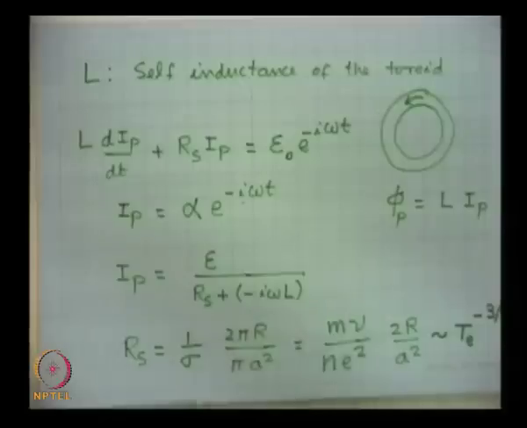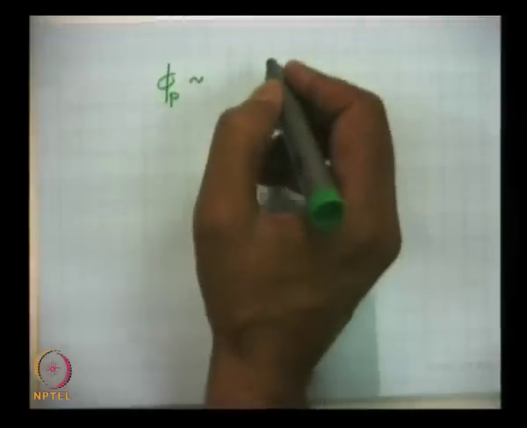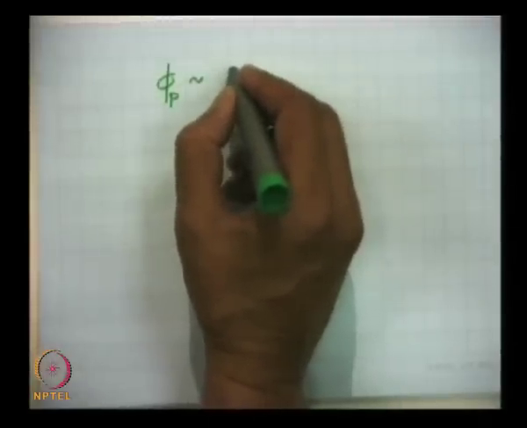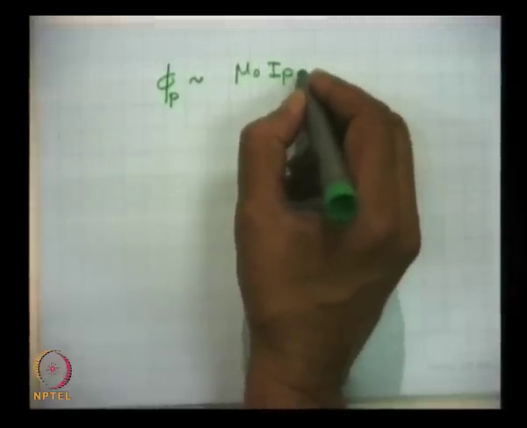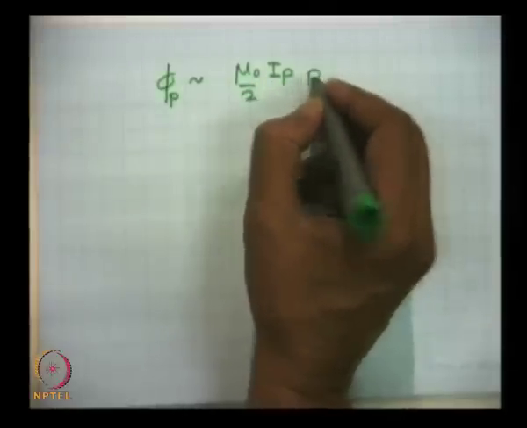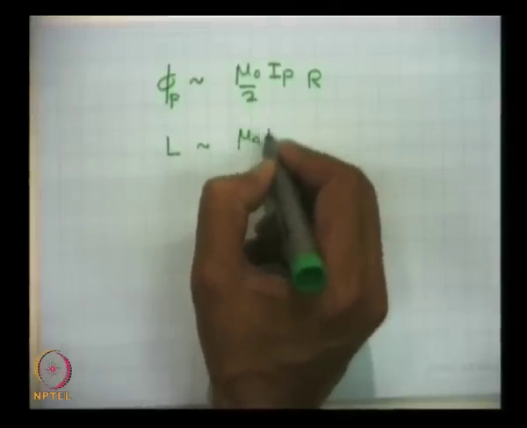than omega L. And L, you can essentially make an order of magnitude estimation easily, that if I have a current Ip in the system, then the magnetic field at the center you can easily write. And if I do this, I get phi p typically of this order. Let me just find out. So phi p is typically of the order of mu 0 Ip upon 2 into R. So inductance of the plasma is typically equal to mu 0 into major radius divided by 2.